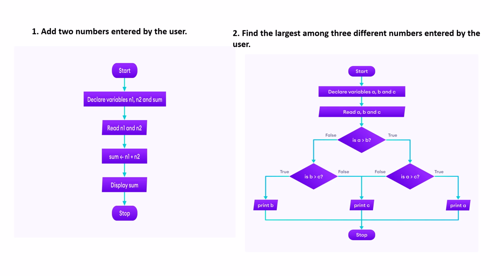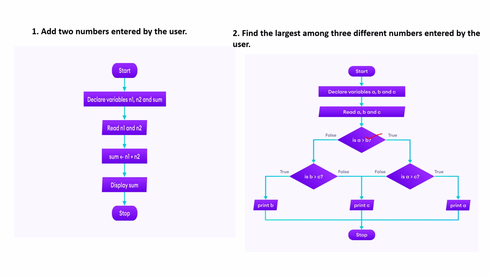Another flowchart: find the largest among three numbers. Here there are some special symbols you can see. This symbol you can identify. This is for decision making, right? If there is any conditional, we use this symbol. So now, find the largest among three numbers.